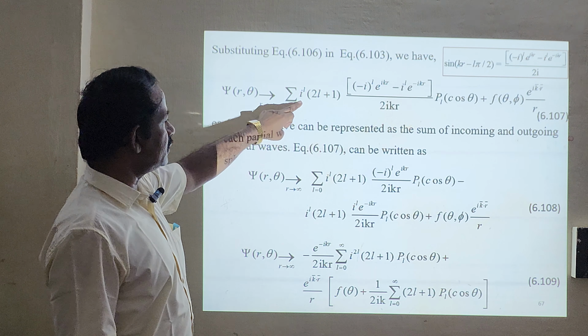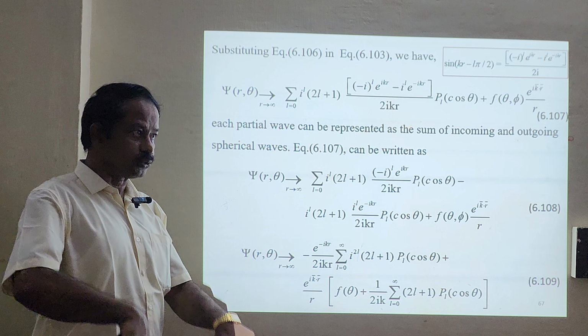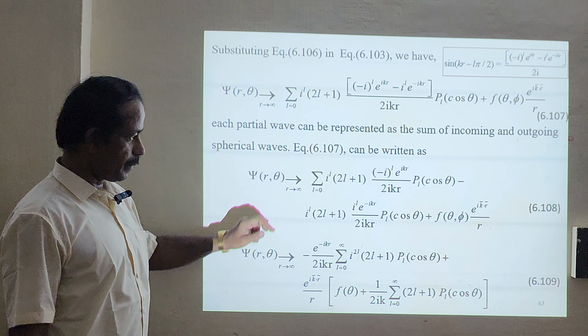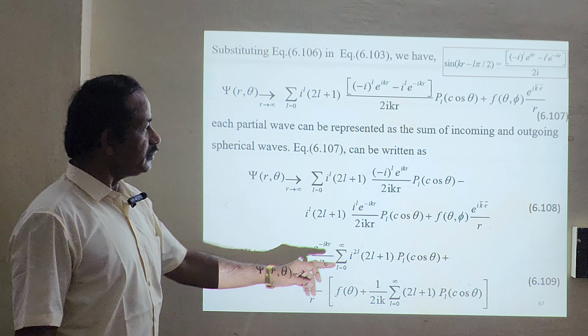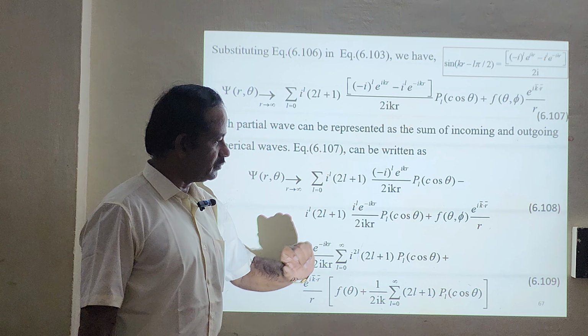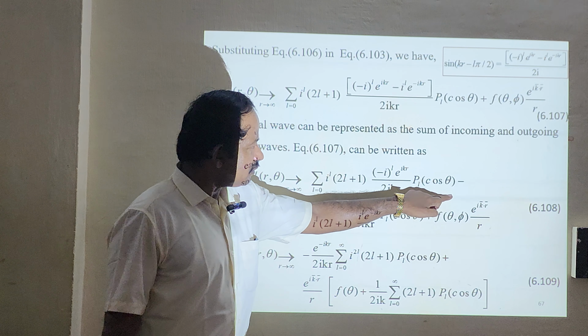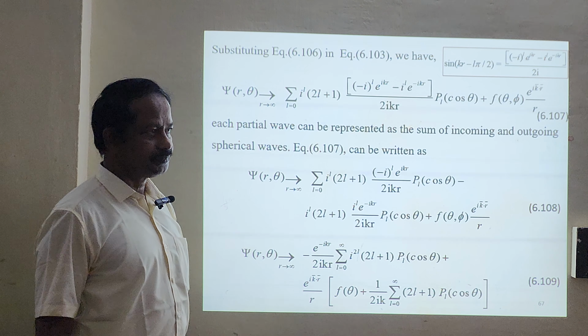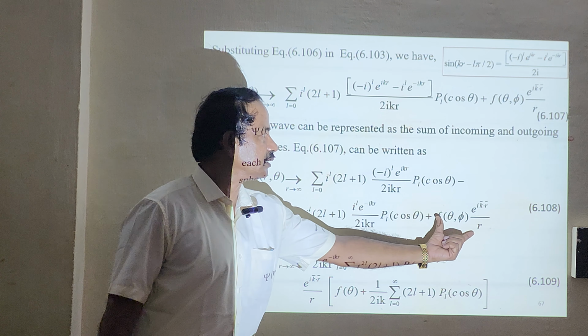Here I to the power L, e power minus ikr divided by 2ikr, 2L cos theta. So I have separated the first term into two terms. Just for simplicity, I can write this as the minus term here and the plus term this side. It means you compare the first term and the third term.